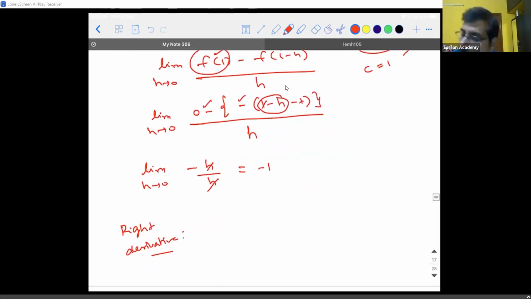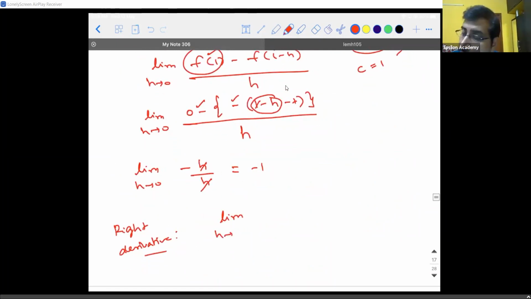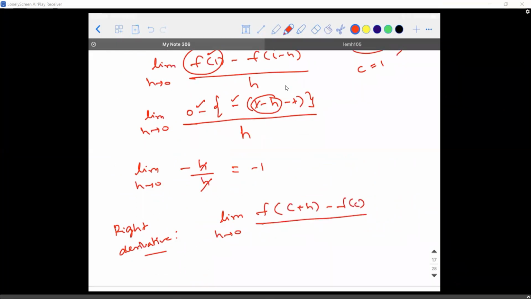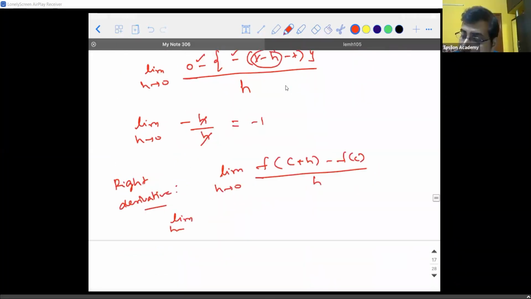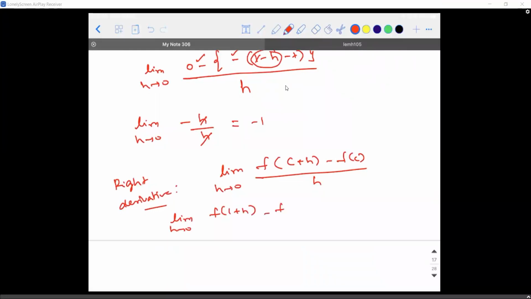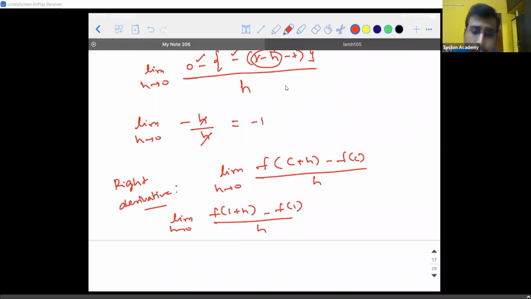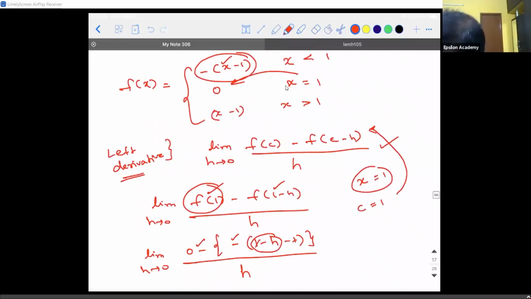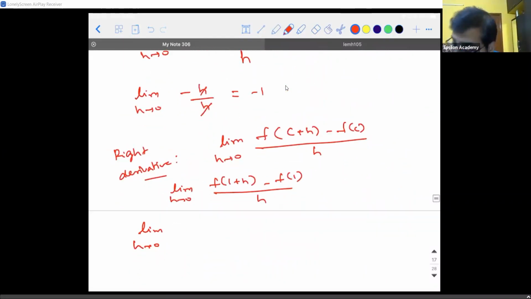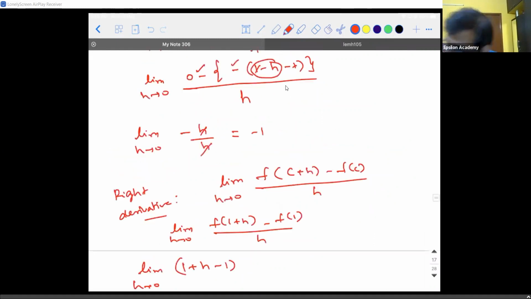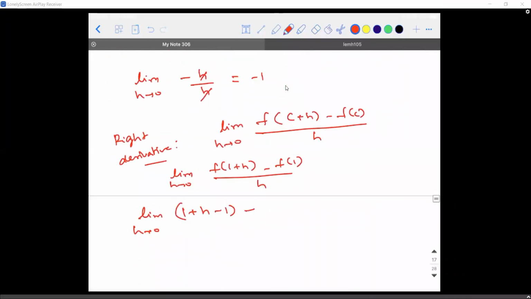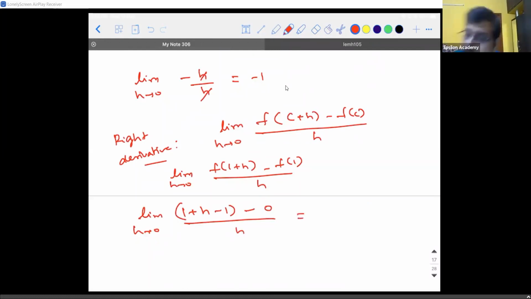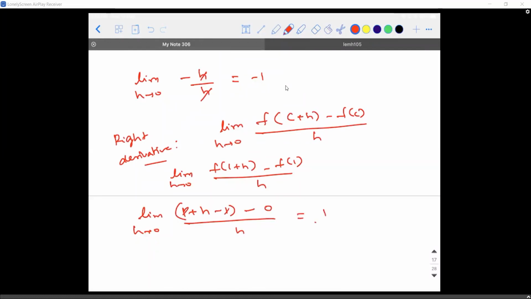Similarly, right derivative, what are we supposed to do? Limit h tends to 0, f of c plus h minus f of c divided by h. So here c is how much? 1. f of 1 divided by h. You guys tell me. Put 1 plus h minus 1. Here I should substitute 1 plus h, so 1 plus h minus 1, x minus 1 only. Minus f of 1 is 0, divided by h. So 1 and 1 will get cancelled. We will get 1.